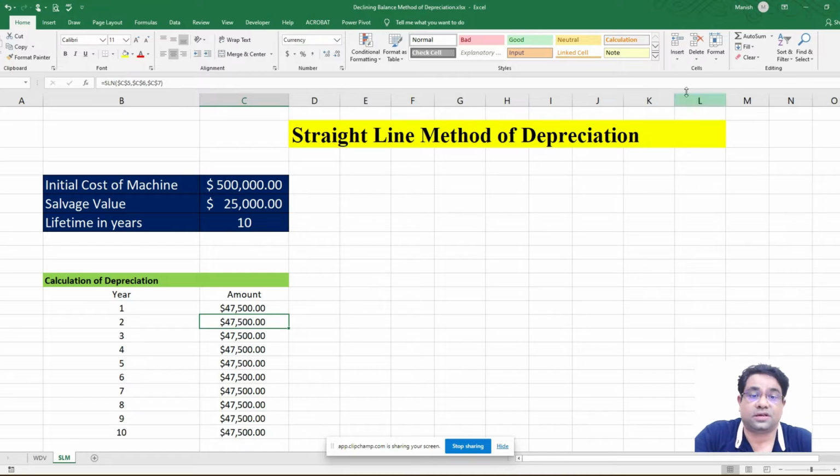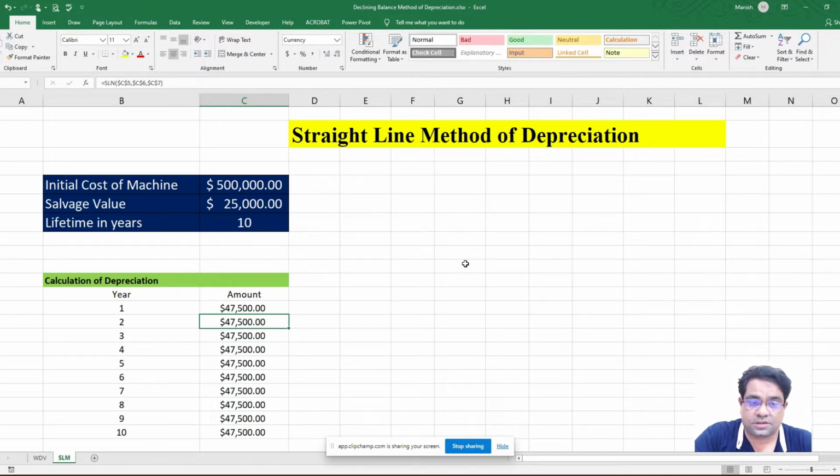You can see here one example of straight line method of depreciation. First, let me explain what is the meaning of the straight line method. Straight line method means the asset is going to depreciate equally over the life of the asset. Like if you buy any asset and it will last for 5 years, then you divide by 5 and equally distribute.